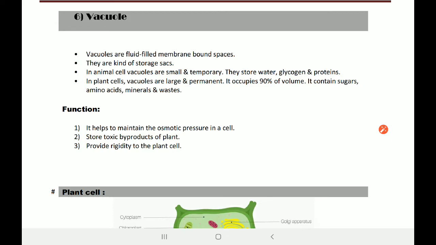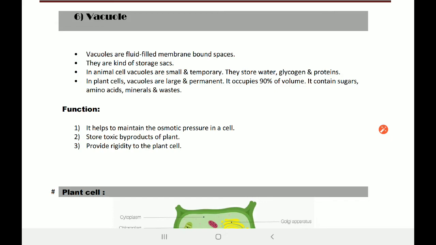In the plant cell, vacuoles are large and permanent, and occupy almost 90% of the volume of the cell. It contains sugar, amino acids, minerals, and waste. So, what is the function of the vacuole? It helps in maintaining osmotic pressure in the cell. Osmotic pressure, I hope you understand. The vacuole can generate a pressure inside the cell, so it actually maintains the osmotic pressure.